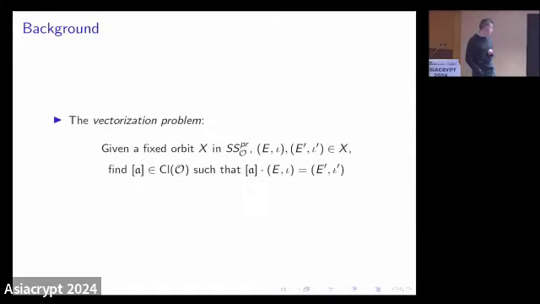So with this background in place, the central problem to consider is what some in the literature call the vectorization problem. If we take some orbit in the set of supersingular elliptic curves primitively oriented by O, and we take two elements in that orbit, we can ask what element of the class group acts on (E, iota) to give us (E', iota'). And in general, it's thought that this problem is difficult.